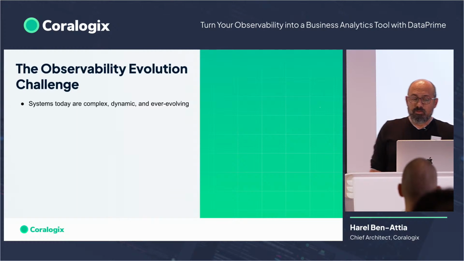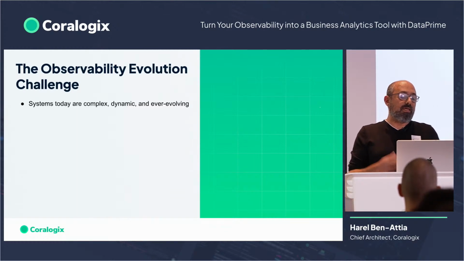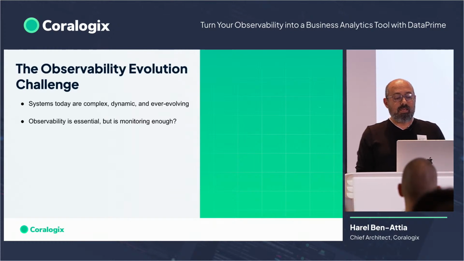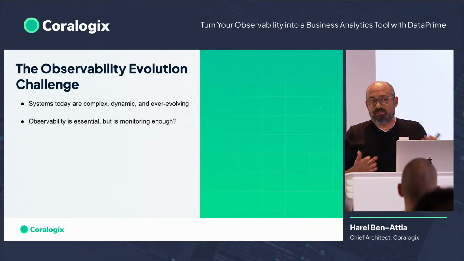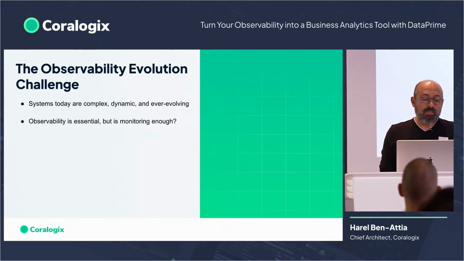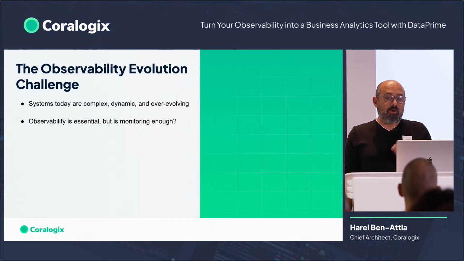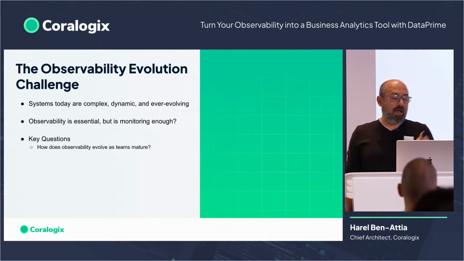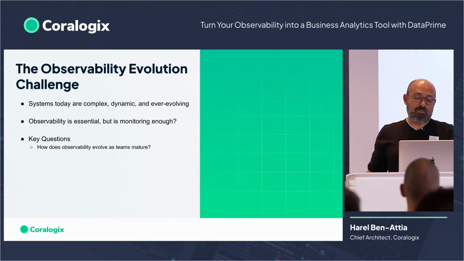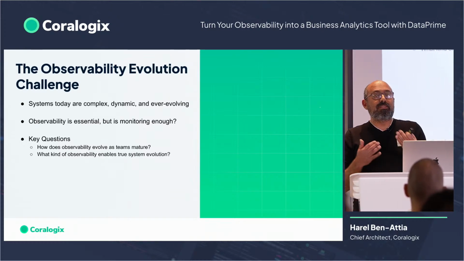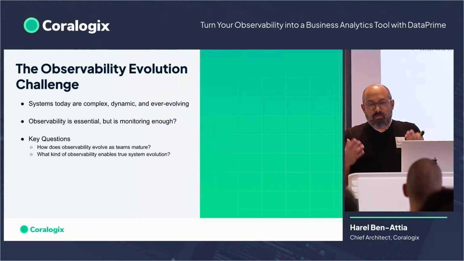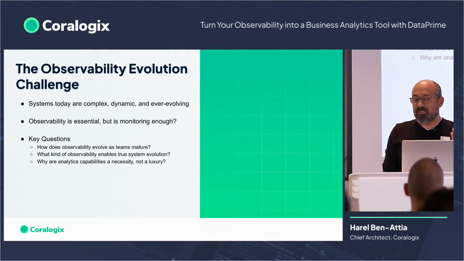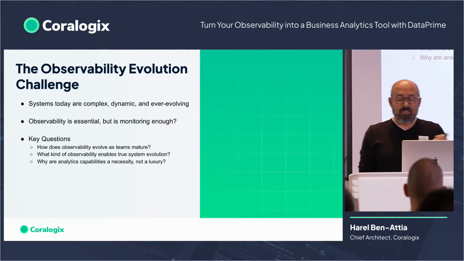So, the observability evolution. Systems today are complex, dynamic, and ever evolving. The speed of evolution has risen, and observability is obviously essential. No one says I don't need observability. But the question is whether monitoring your systems is enough. We want to answer several key questions. How does observability evolve as teams mature? What kind of observability enables us to do true system evolution? And why are analytics capabilities a necessity and not a luxury?